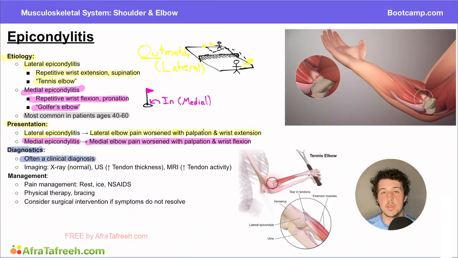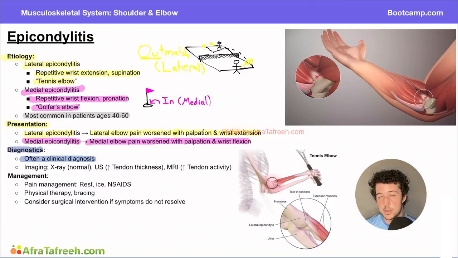So if you have a patient that comes in and they're telling you they've been using their elbow and their elbow hurts, and it hurts with palpation and with wrist extension, then you are going to assume that there's lateral epicondylitis and that there is swelling of the affected tendons. But we may get imaging in order to rule out other pathologies.